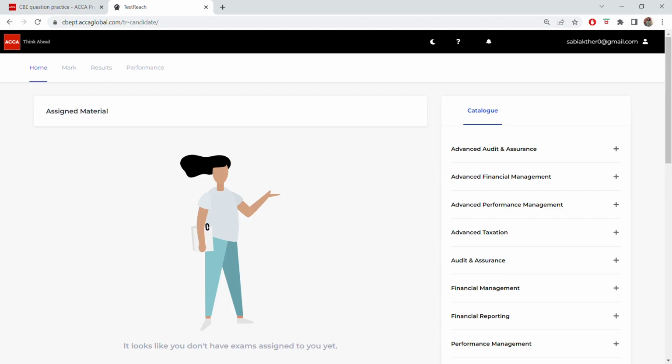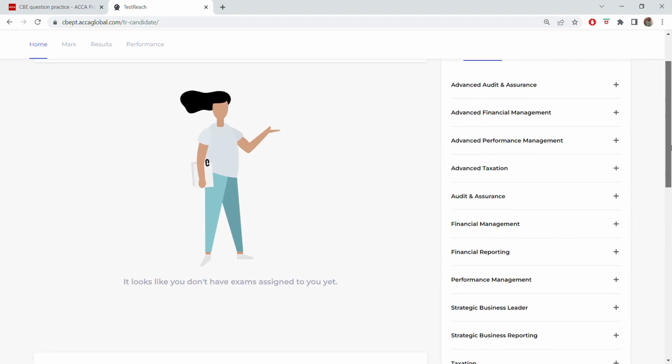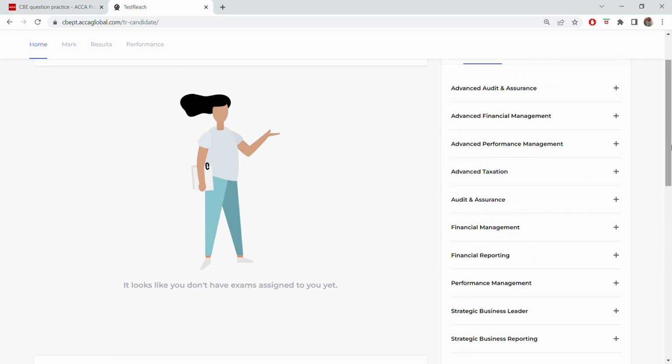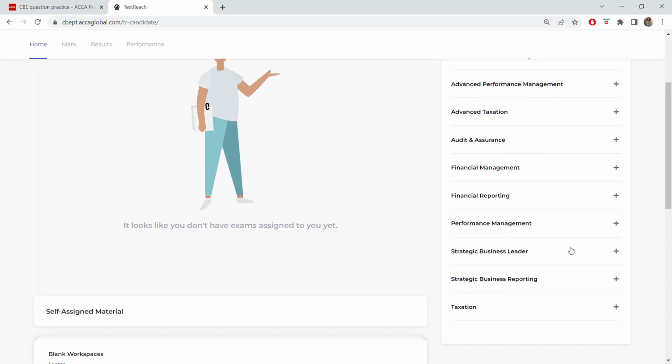So the moment you log into your ACCA practice platform, you will land on this page and you have to go to SBR. From your right hand side under catalog, you'll be having all the subjects, your skill level F5 to P7. You'll be having all the subjects here. We want to choose strategic business reporting here.